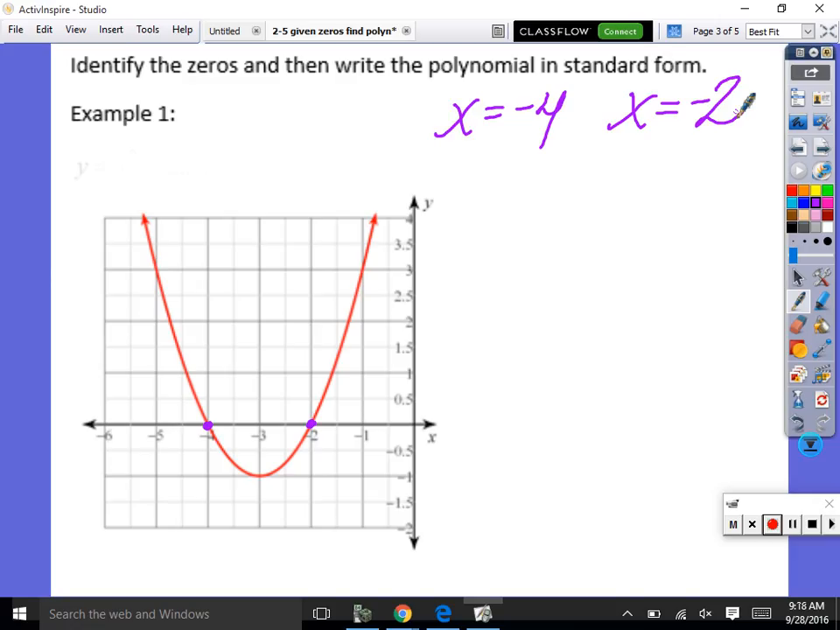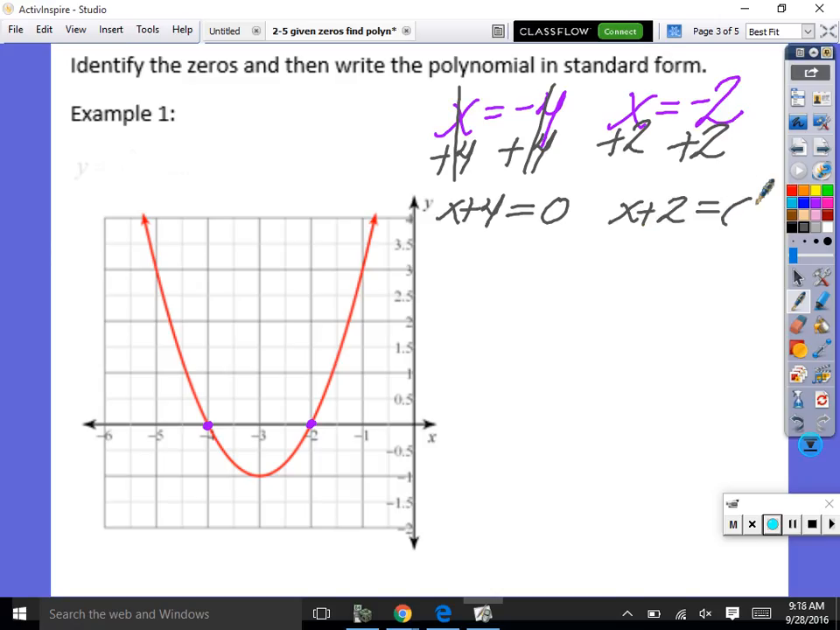Before they were equal to negative 4 and negative 2, we had linear factors that were equal to 0. We've got to use algebra to bring that negative 4 over, so we're going to add 4 to both sides. So on this side, we have an x plus 4. And now on this side, we have a 0. Awesome. It's a linear factor. Over here, we've got to add 2 so that it's 0. So we're going to have an x plus 2 equals 0.